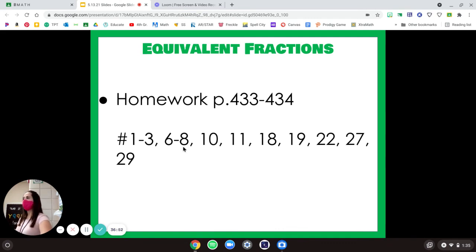6 through 8. So 6, 7, 8. Circle 10, 11, 18, 19, 22, 27, 29. Then that is all we have for math today.